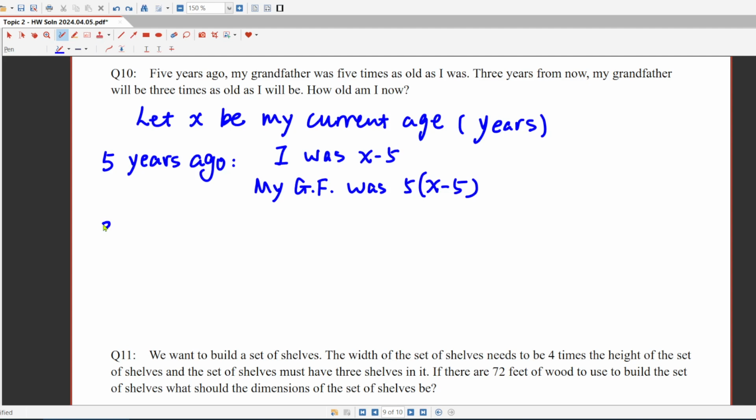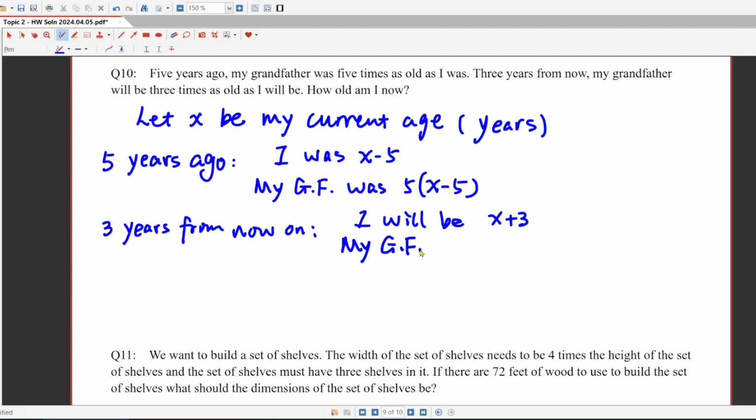And 3 years from now on, I will be x plus 3 years old, right? And my grandfather will be 3 times x plus 3 years old, right? Because it says here, 3 years from now on, my grandfather will be 3 times as old as I will be, right?